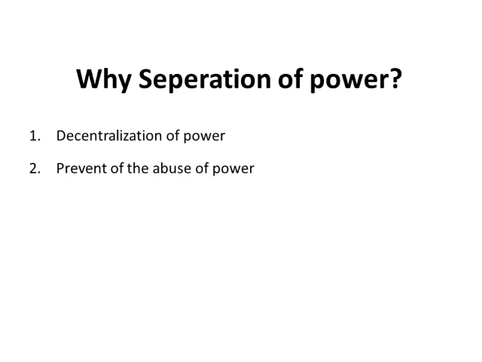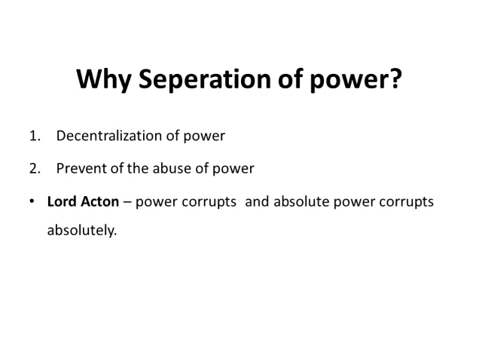So we can say that this theory of separation of power is based on the principle that power should not be vested in one person due to individual prejudices and biases. It is rightly said by Lord Acton that power corrupts and absolute power corrupts absolutely. So there is a need for the separation of power.